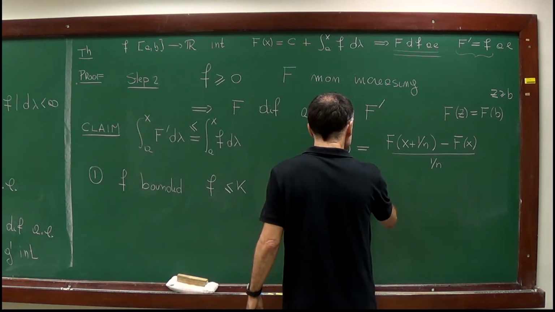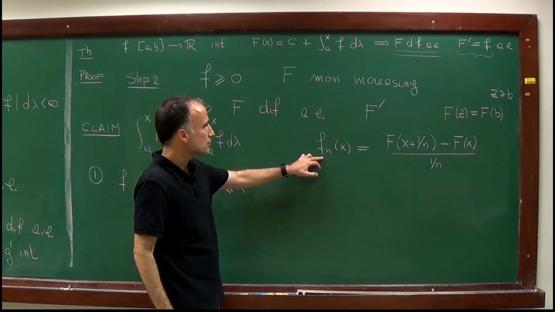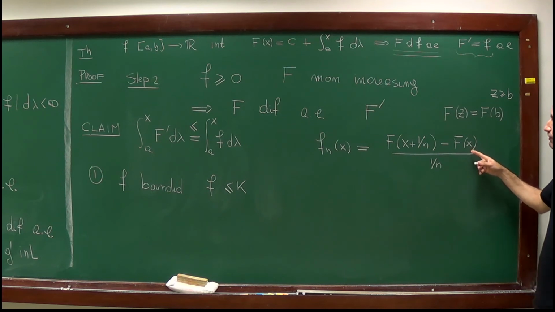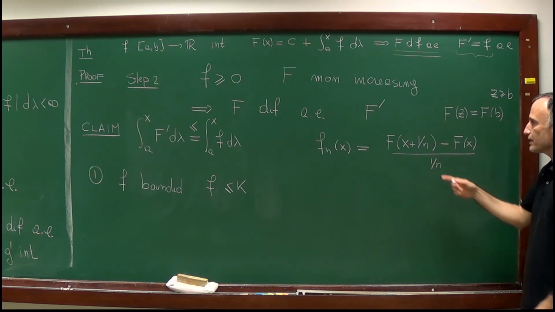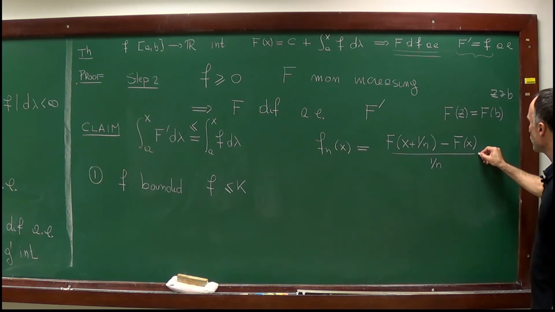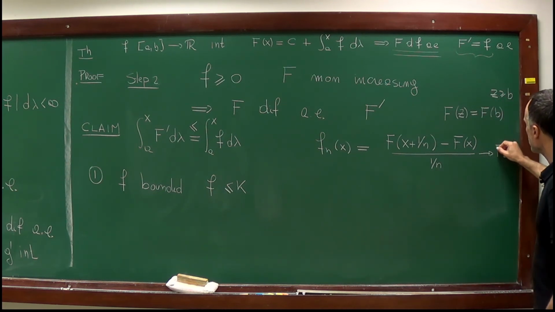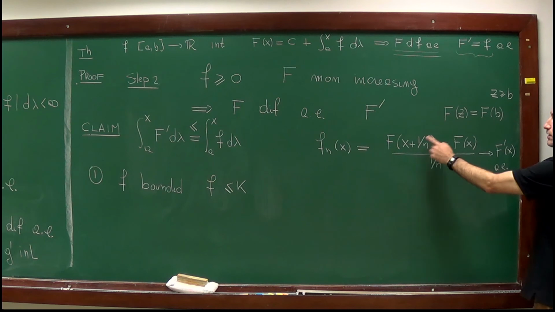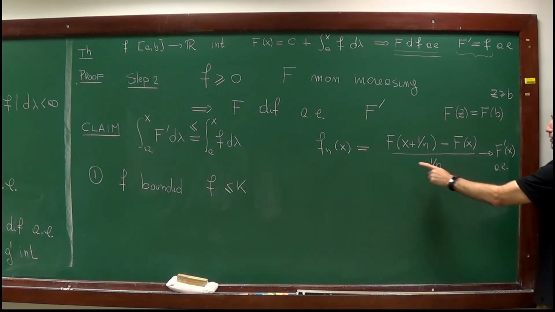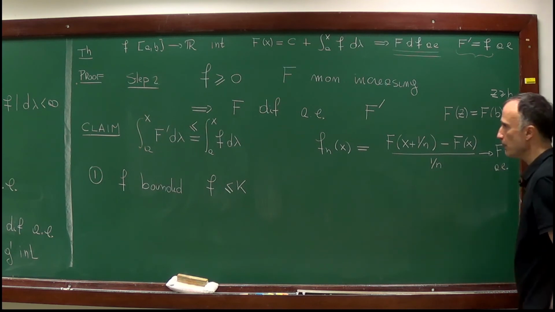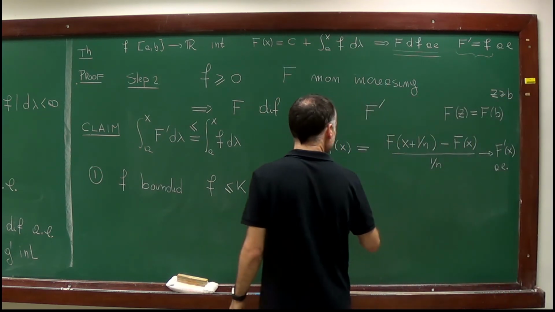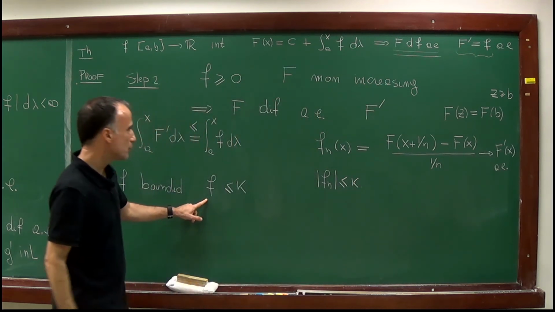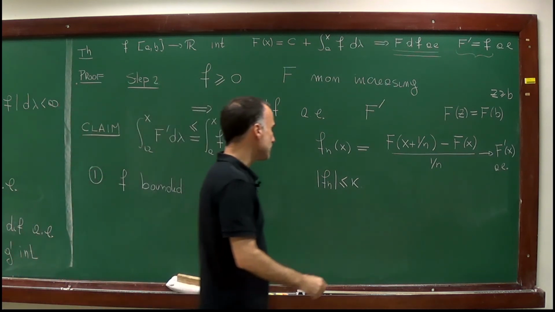Well, I claim that for this sequence of functions F_n, on the one hand, since capital F is differentiable almost everywhere, as n goes to infinity, this expression will converge to F prime of x almost everywhere. For all points x for which the derivative of F exists at x, this expression will converge to F prime. And I also claim that F_n is bounded by the same constant which bounds f. And why is this so?